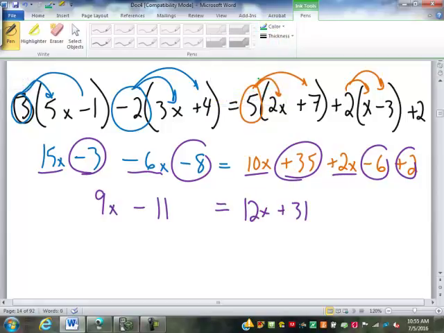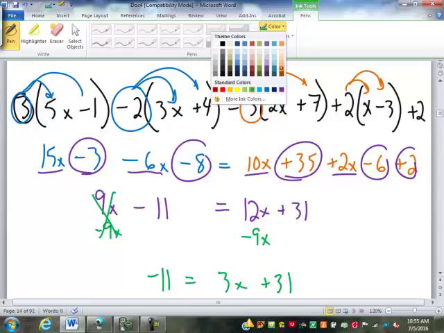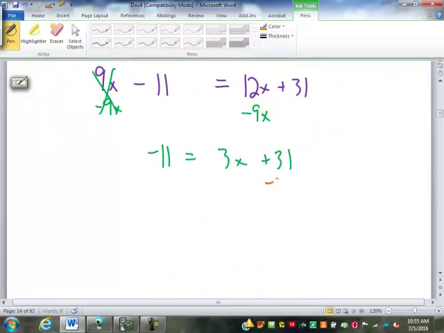Well, we still have an x on each side here. We subtract 9x. We get rid of one of the x's because there's an x on each side. 9x is the smaller one. That's why we get rid of it. So we now have negative 11 equals 12x minus 9x is 3x plus 31. And then we will subtract 31. Negative 42 equals 3x, and then divide by 3. Negative 14 equals x.